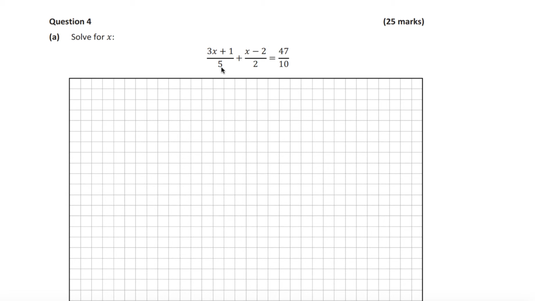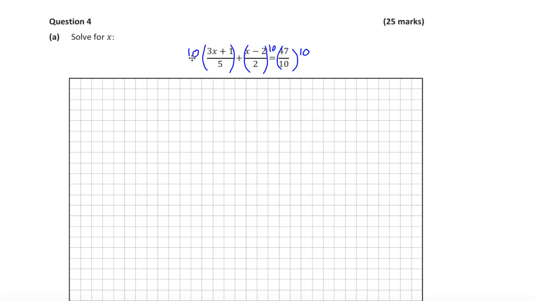So we're going to have a look here at the common denominator of 5, 2, and 10. And then we're going to multiply across everything by that. So the common denominator of 5, 2, and 10 is 10. So I'm going to multiply this fraction here by 10. I'm going to do the same with this one. And the same with this one here. So I'm balancing the equation here because I'm multiplying everything by 10.